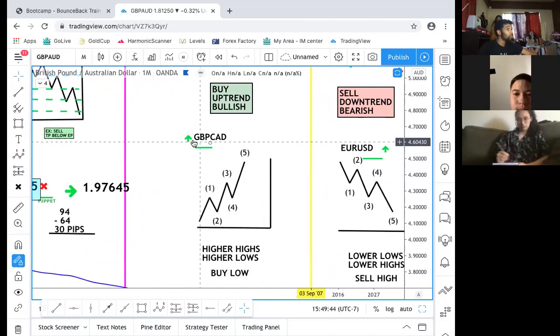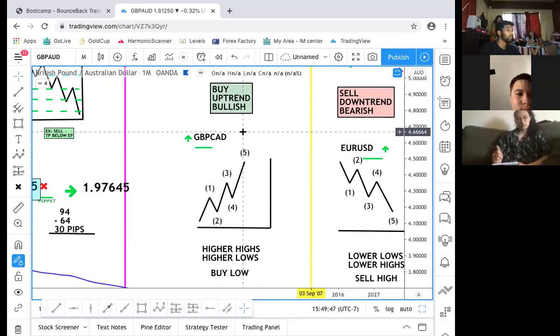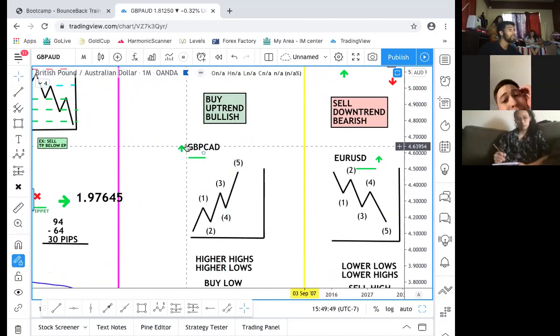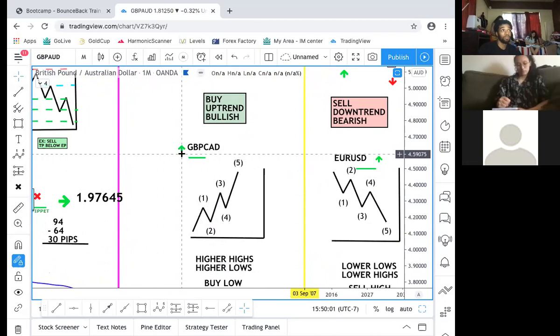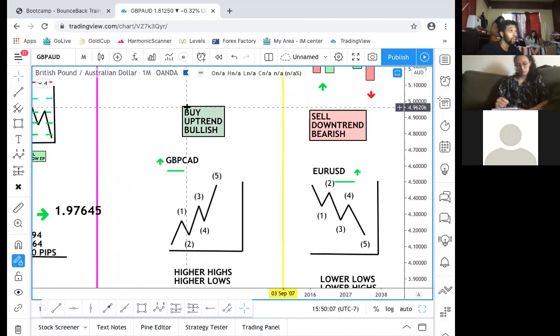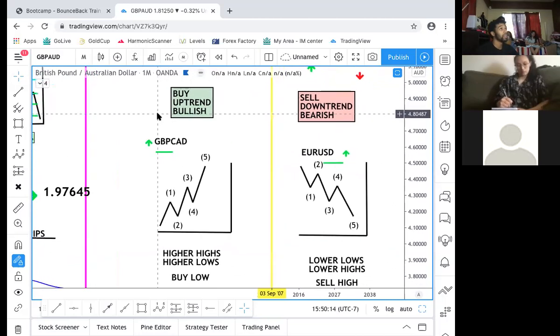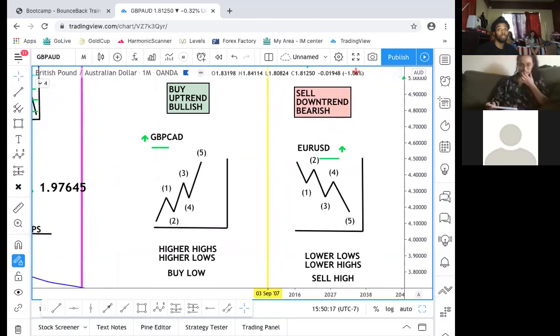Now, what it means with the currencies, when we're buying a currency, it means the very first currency is going up compared to the second currency. So it's stronger. The first currency is stronger. It has more value than the second currency. So now, keep in mind when we're looking for a buy, it's called an uptrend. And another name for it is called bullish.